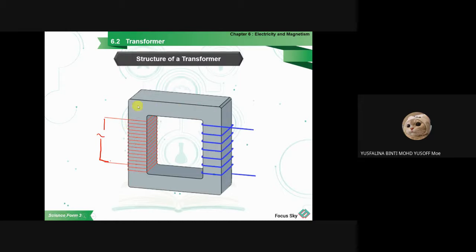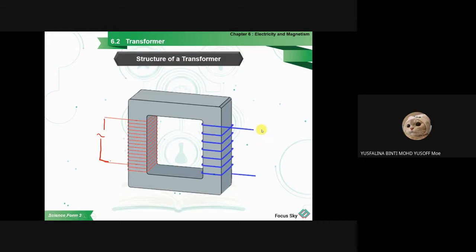Okay, it will be transferred to the secondary core by the soft iron core. So this one we call a soft iron core, right? So it will transfer that to the secondary core. Here, the secondary core will produce the induced EMF. When you produce the induced EMF, it means the induced current is also produced. That's why the current flows to the secondary core.